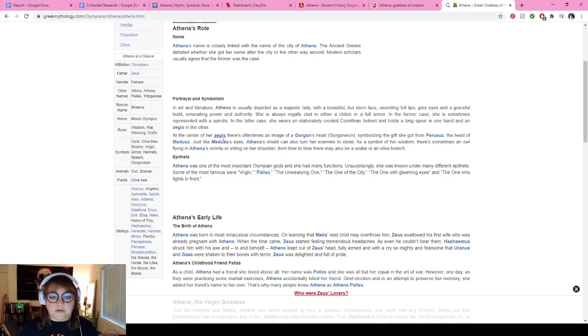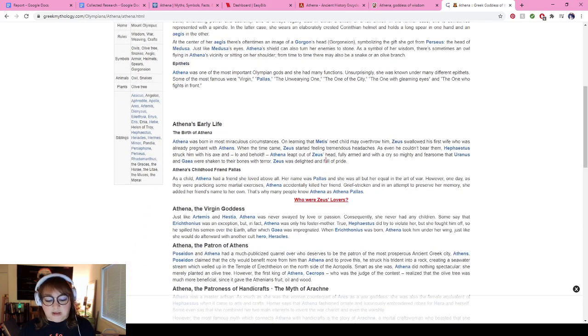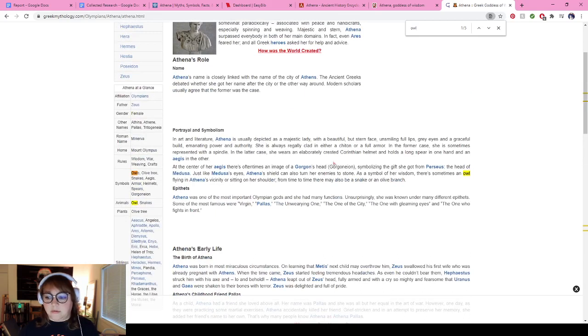At the center of her aegis, there's oftentimes an image of a gorgon's head, symbolizing the gift she got from Perseus, the head of Medusa. Where else is the other part? She wears an elaborately crested Corinthian helmet and holds a long spear and an aegis on the other. And further down, there's something about an owl. Oh, right here. There's sometimes an owl flying in Athena's vicinity or sitting on her shoulder. So do you see how I changed a lot of that wording? And I combined it with other knowledge that I know, and I squeezed it together.